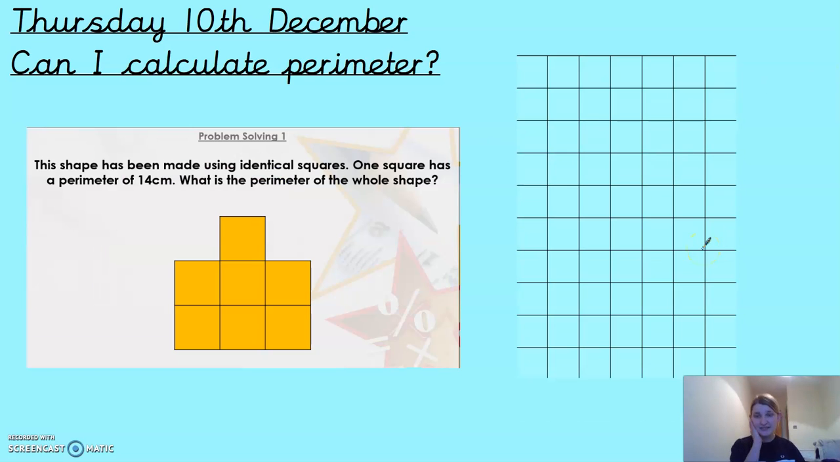So final thing is a little bit of problem solving. So we've got a shape has been made using identical squares. One square has a perimeter of 14 centimetres. What is the perimeter of the whole shape? Well, let's have a little explore.